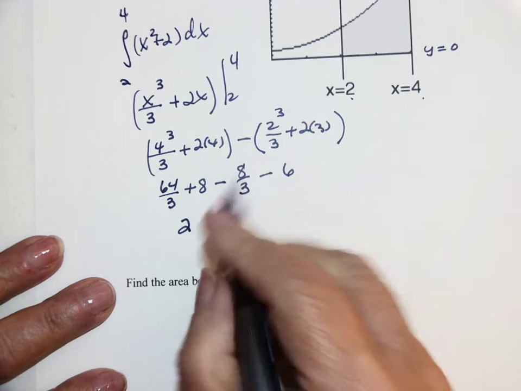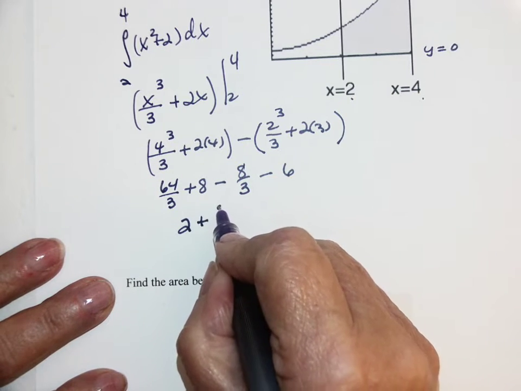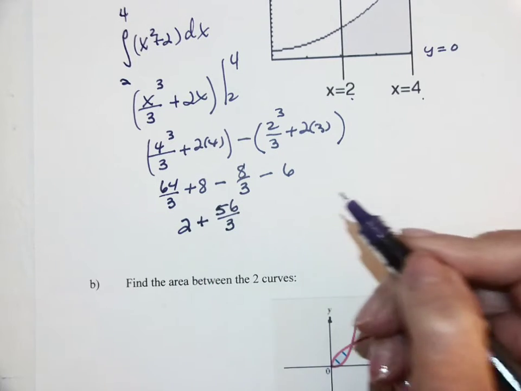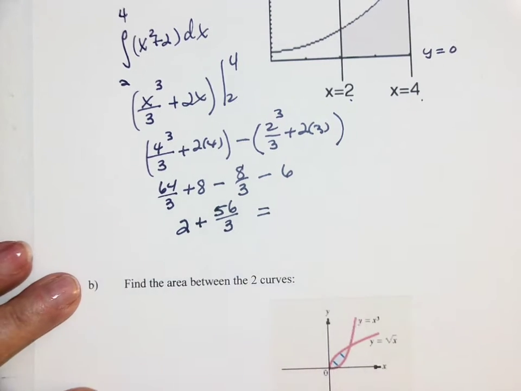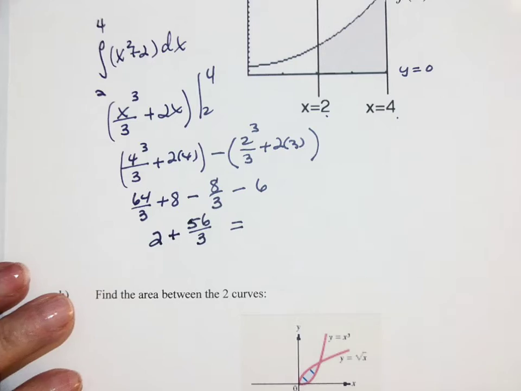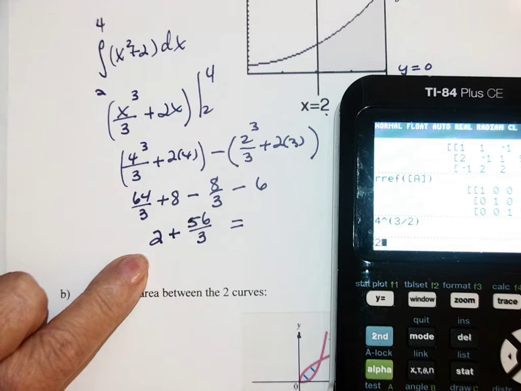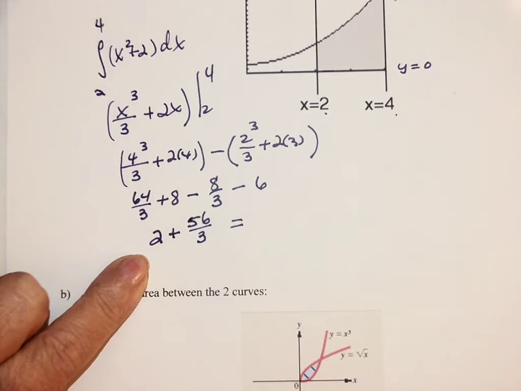64/3 and 8/3 is going to be a positive 56/3, I believe. Let's see what it's going to come up with. It's going to be in thirds. So if I say 2 plus 56 divided by 3, it is 20, and 6 is 2/3. So it's going to be 20 and 2/3.